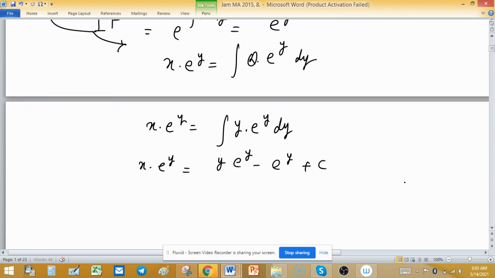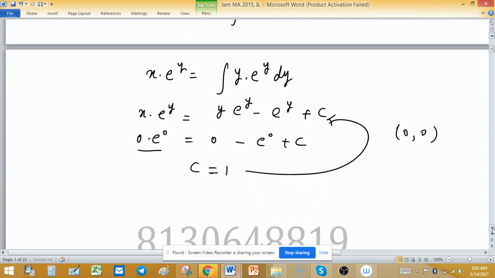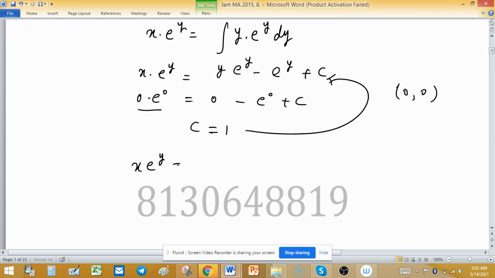Now the given condition is that this solution curve passes through the origin, so we have to put x as 0 and y as 0. So 0 into e raised to the power 0 is 0, equal to 0 minus e raised to the power 0 plus c. So the value of c is 1. Now put this value of c in the solution. So x e raised to the power y equals y e raised to the power y minus e raised to the power y plus 1. This is the integral or solution.